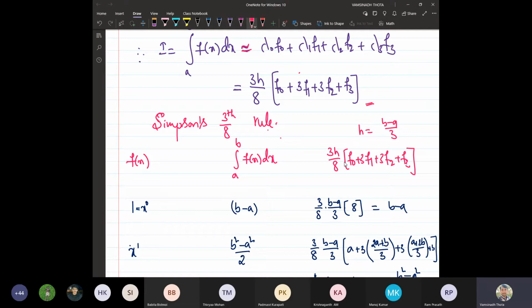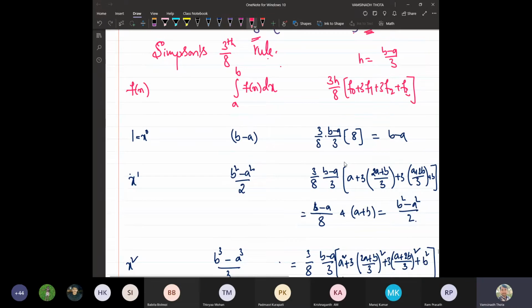Simpson's 3/8 rule. Look at here. Similarly, for Simpson's 1/3 rule also, you will get h by 3 here. The coefficient is 1/3. Okay. So this is the formula. How to derive the formula? This is the method. Okay, right.